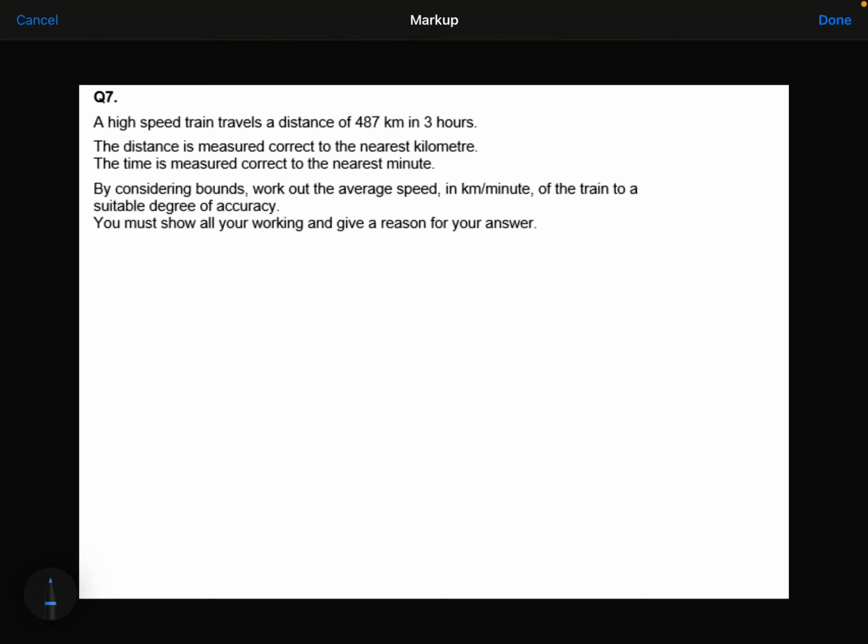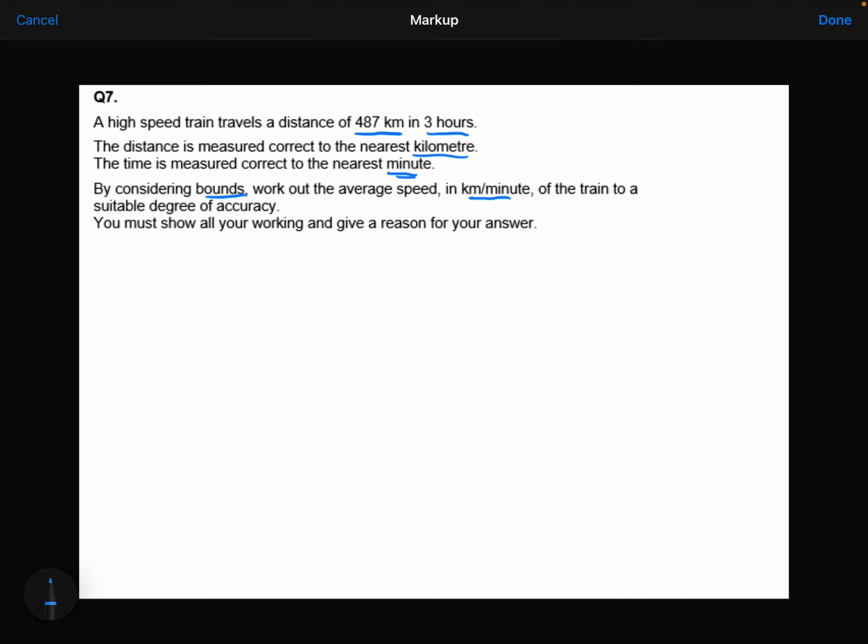A high-speed train travels a distance of 487 kilometres in 3 hours. The distance is measured correct to the nearest kilometre. The time is measured correct to the nearest minute. By considering bounds, work out the average speed in kilometres per minute of the train to a suitable degree of accuracy. You must show all your working and give a reason for your answer.